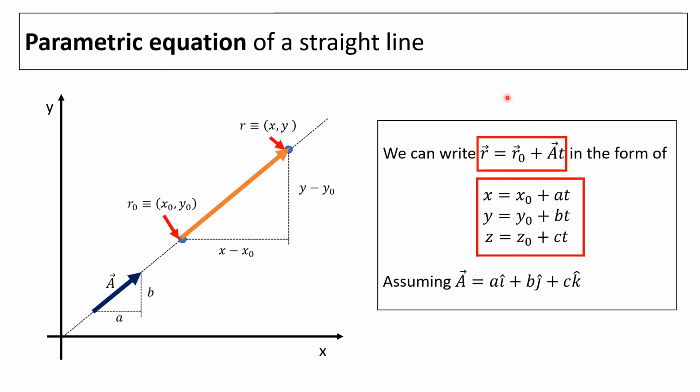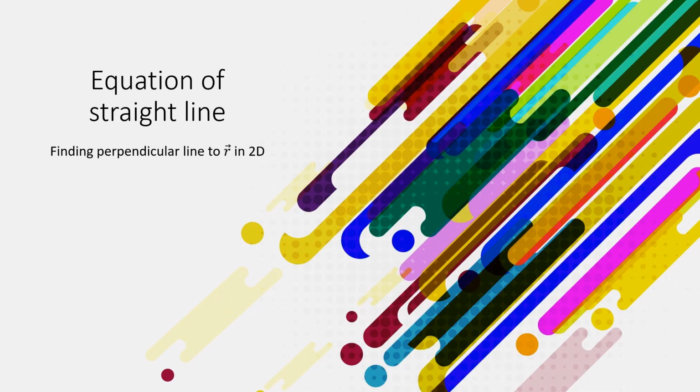So what we have seen here is that there are two ways to write the equation of a straight line, that is the symmetric equation and the parametric equation, like what we are seeing. Okay, so that is all for the parametric and symmetric equation.